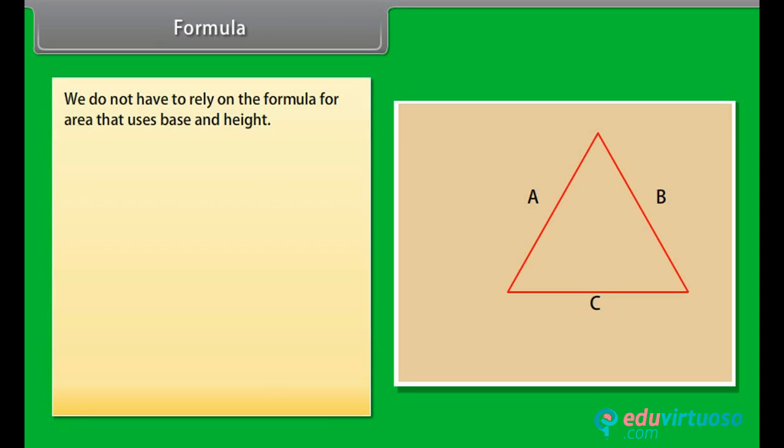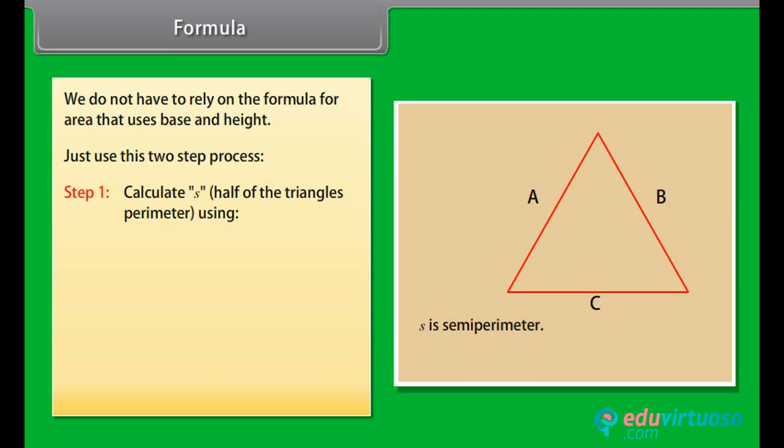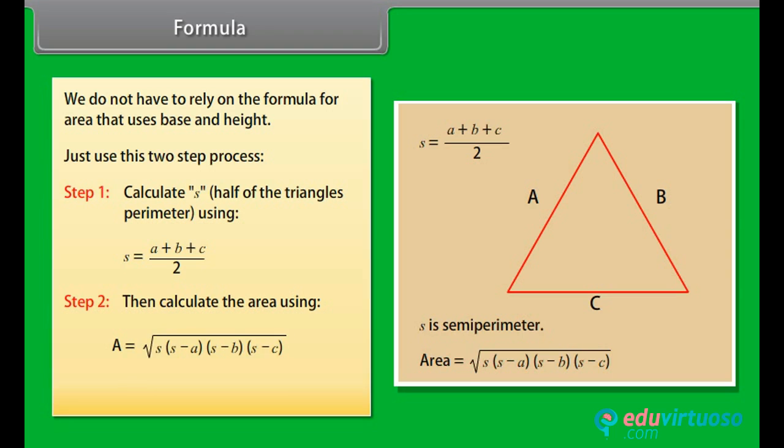Formula. We do not have to rely on the formula for area that uses base and height. The figure illustrates the general formula where S represents the semi-perimeter of the triangle. We just have to use a two-step process. Step 1. Calculate S, half of the triangle's perimeter, using S is equal to (a plus b plus c) whole upon 2. And step 2. Then calculate the area using A is equal to square root of S into (S minus a) into (S minus b) into (S minus c), where a, b and c are the sides of the triangle.